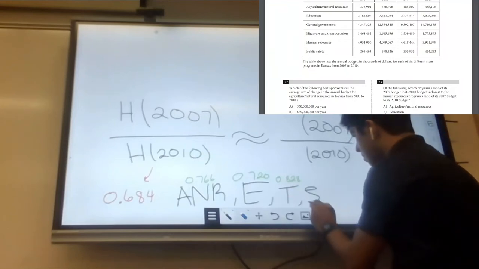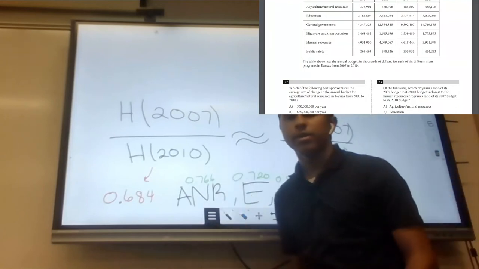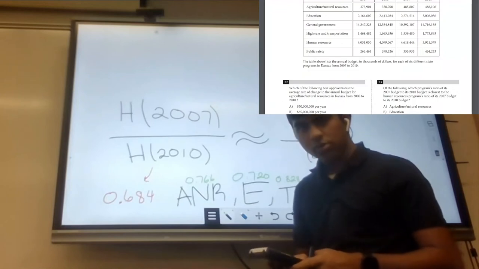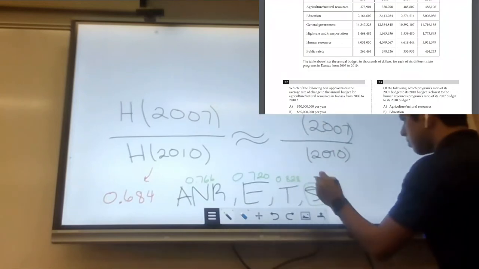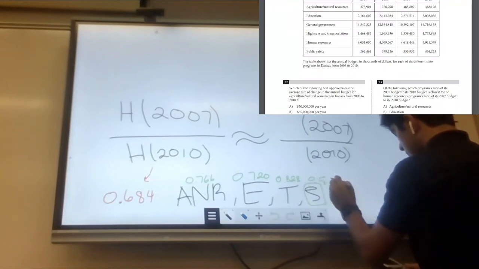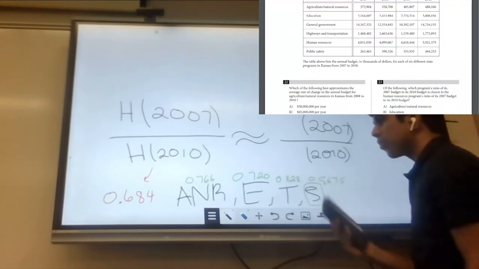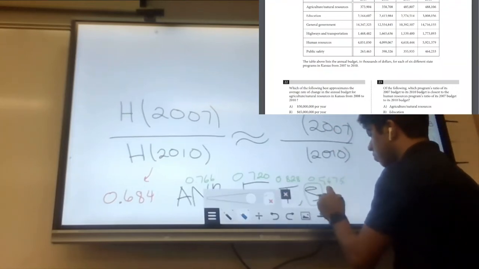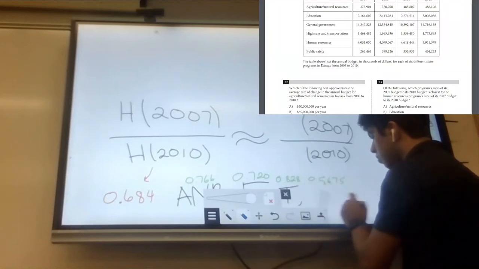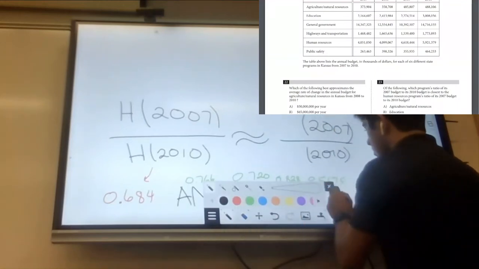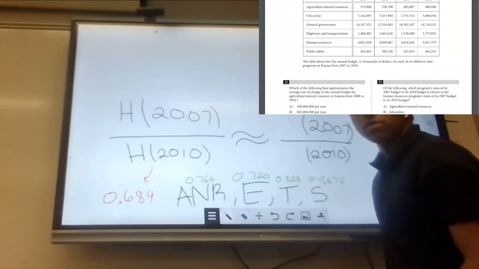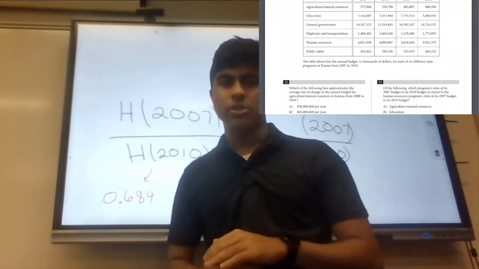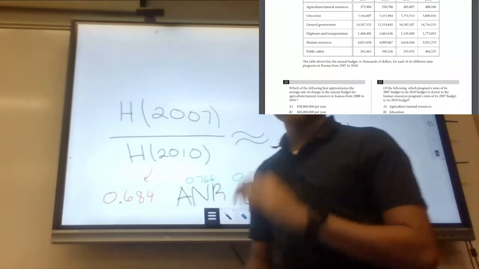So we can guess it's probably going to be safety, but we have to try it out anyway. So 263463 over 464233, and that gives us 0.5675. And this is why you try it out, because it's actually not so clear which one it is. We don't actually know which one it is. So we were given agricultural natural resources. We tried education, tried transportation, and then we did public safety.